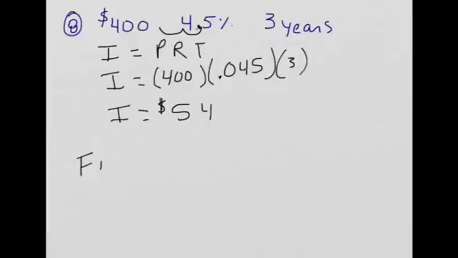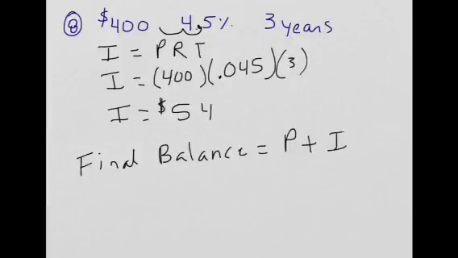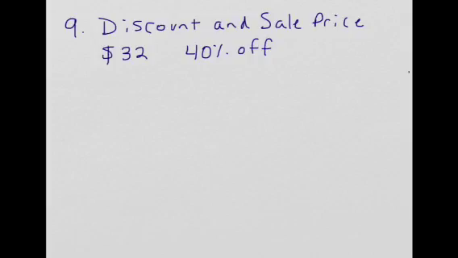Now our final balance, go ahead and add this to your notes. The final balance in your account would equal your principal plus your interest. So that would be 400 plus 54. So you'd have $454 in your account.